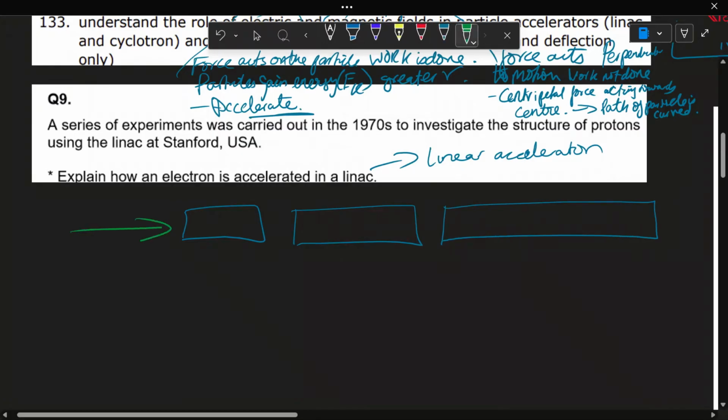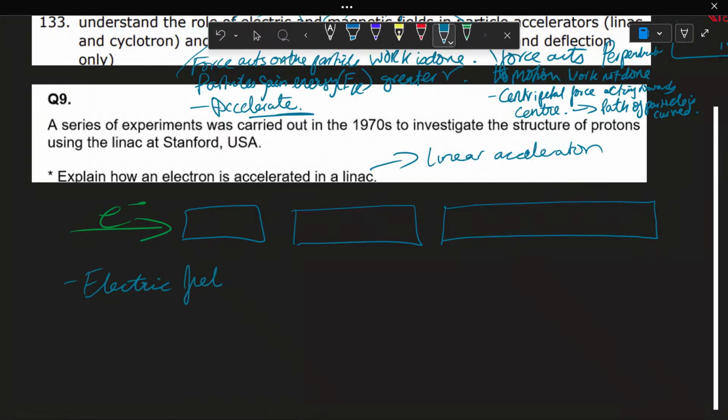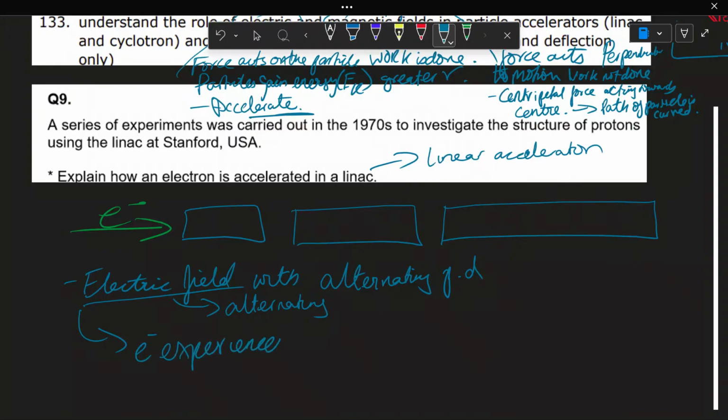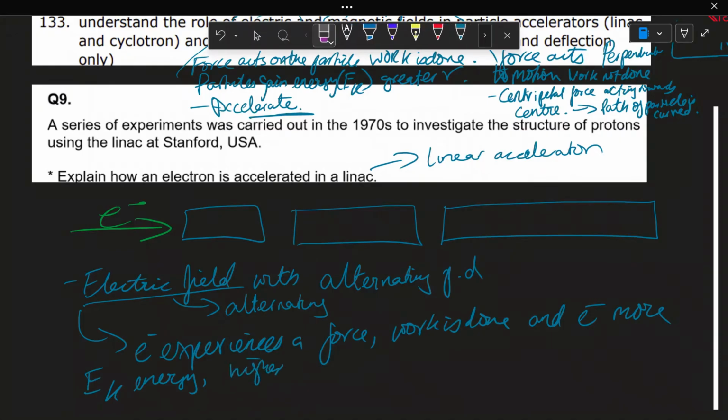So as we send the electron in, there'll be an electric field with alternating potential difference. So this electric field is also alternating. So the electric field applies a force. The electron experiences a force inside the electric field. Work is done, and it has more kinetic energy, so higher velocity. Essentially, it's the electric field that accelerates the electron.